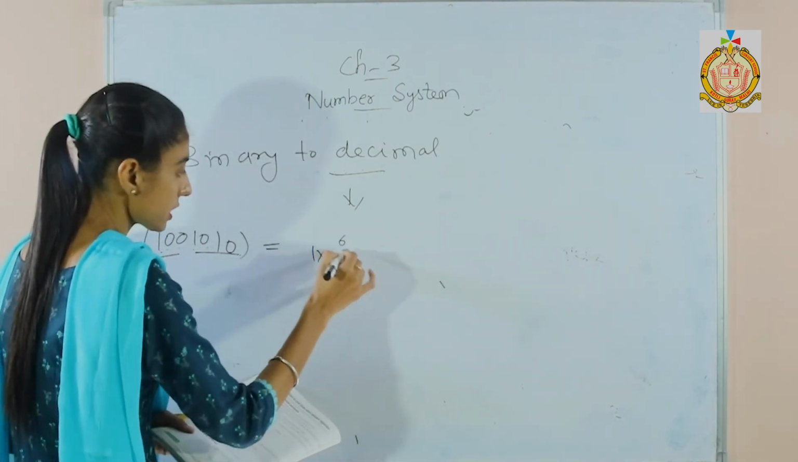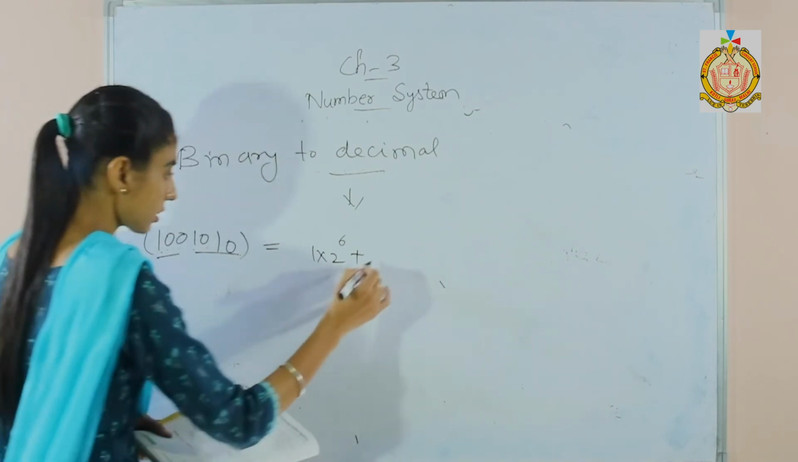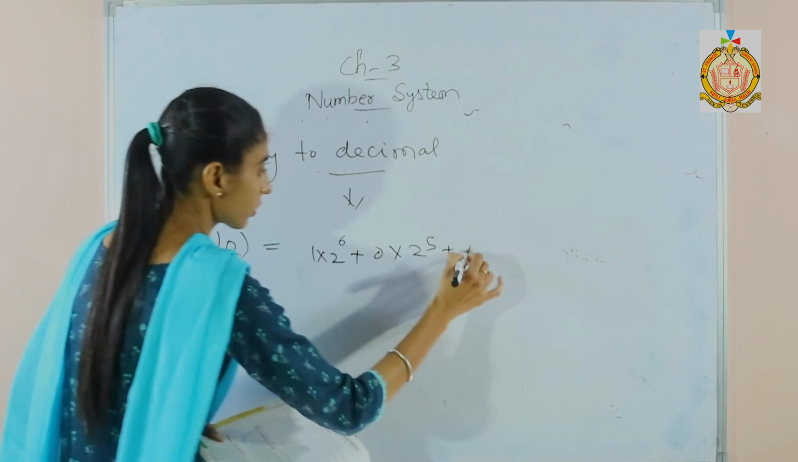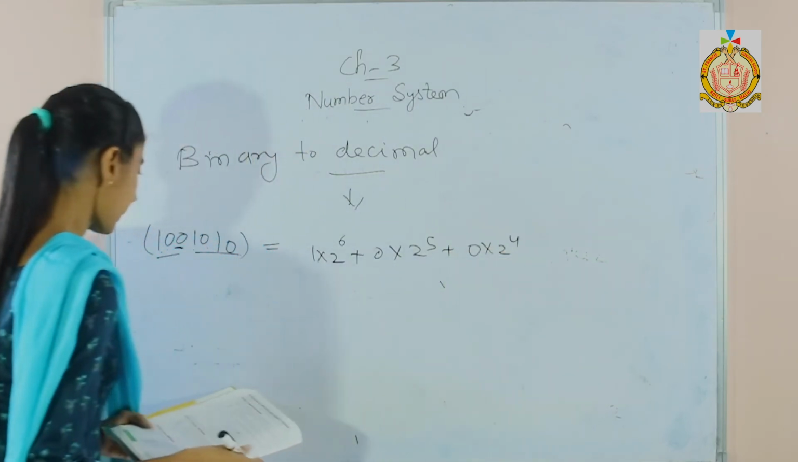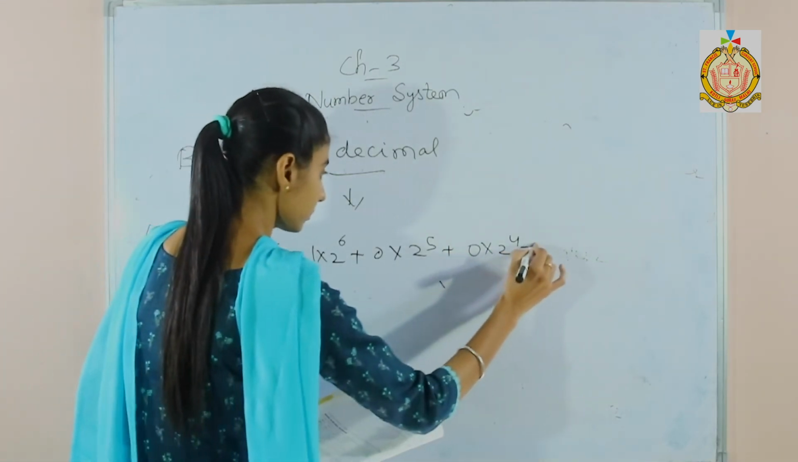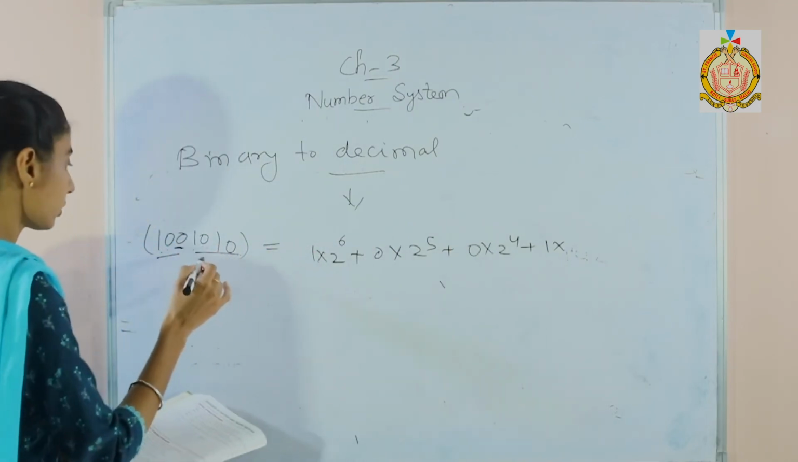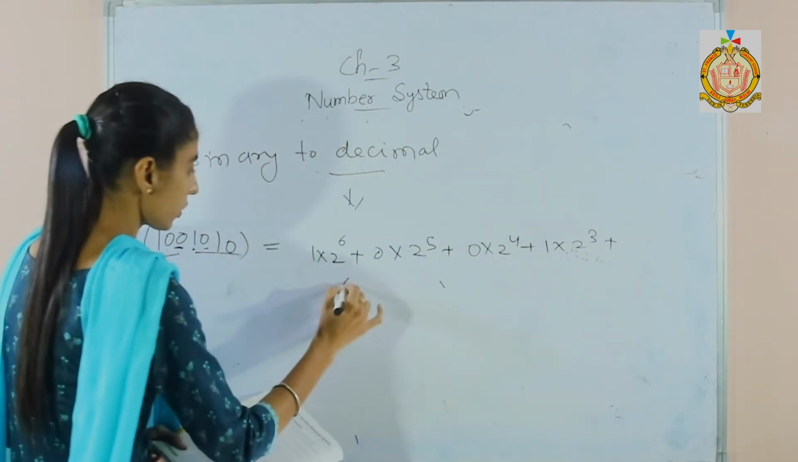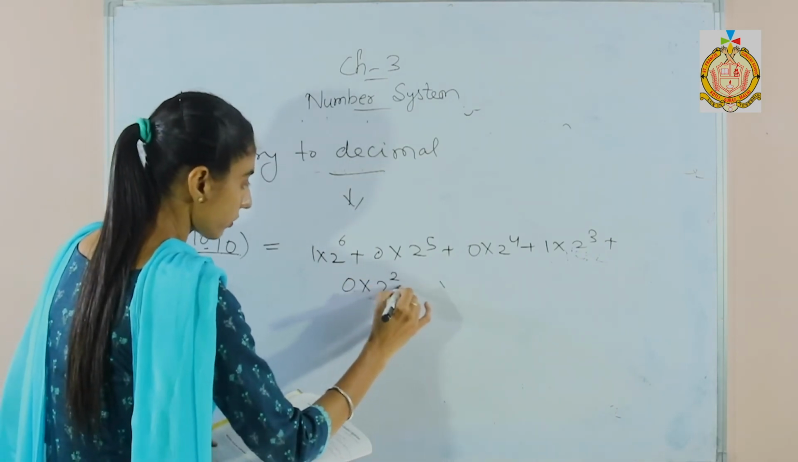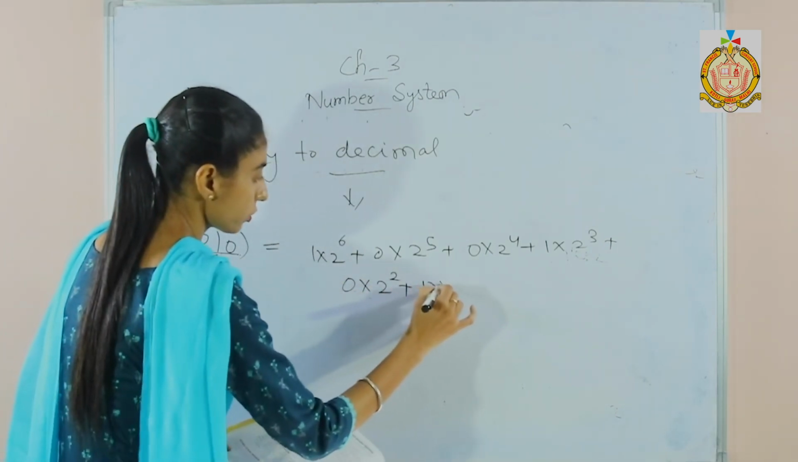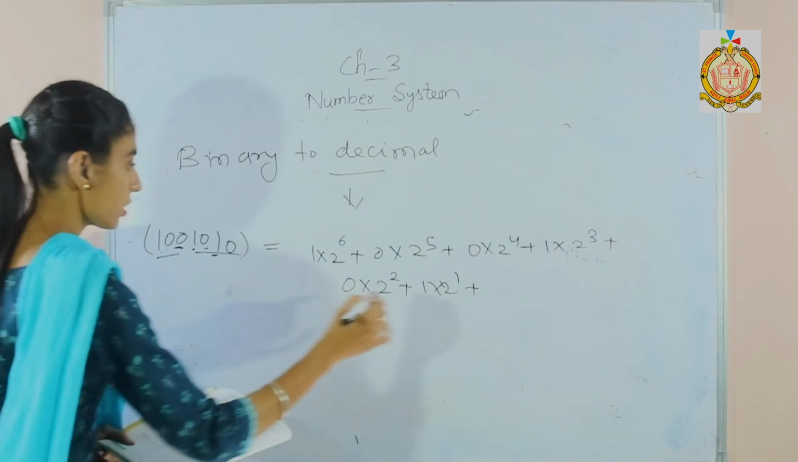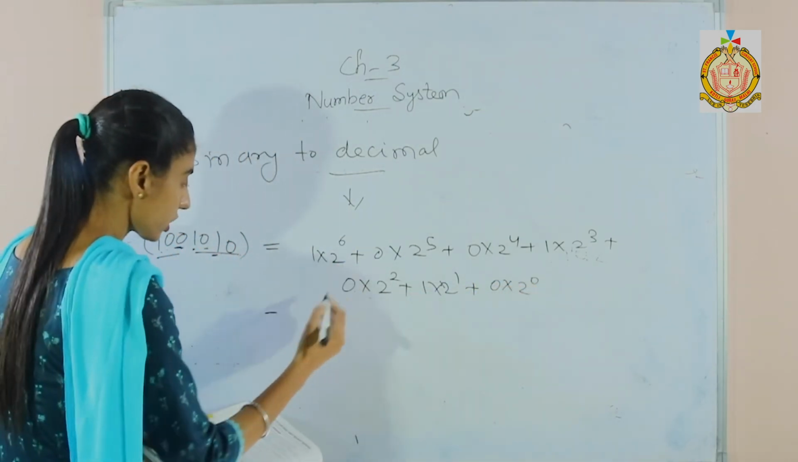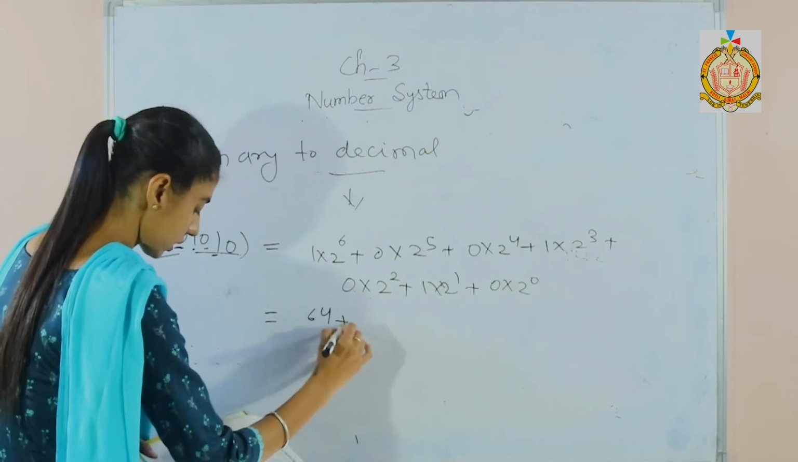Last number is 6. 1 into 2 raised to power 6. 0 into 2 raised to power 5. Again 0, 2 raised to power 4. 1 into 2 raised to power 3. 0 into 2 raised to power 2. 1 into 2 raised to power 1, and 0 into 2 raised to power 0. After solving, 2 raised to power 6 is 64.